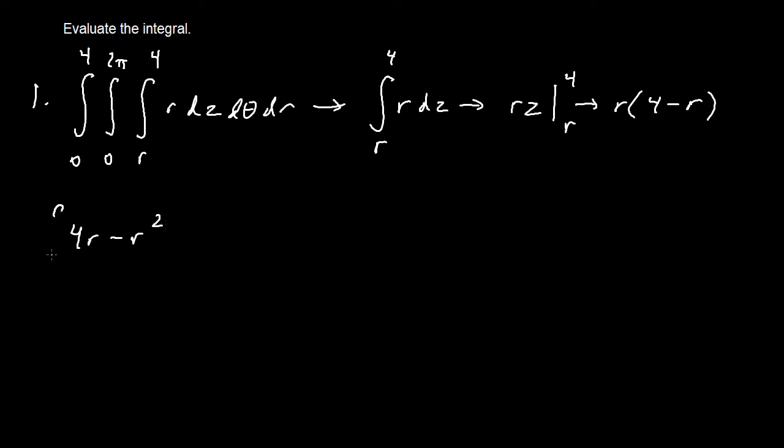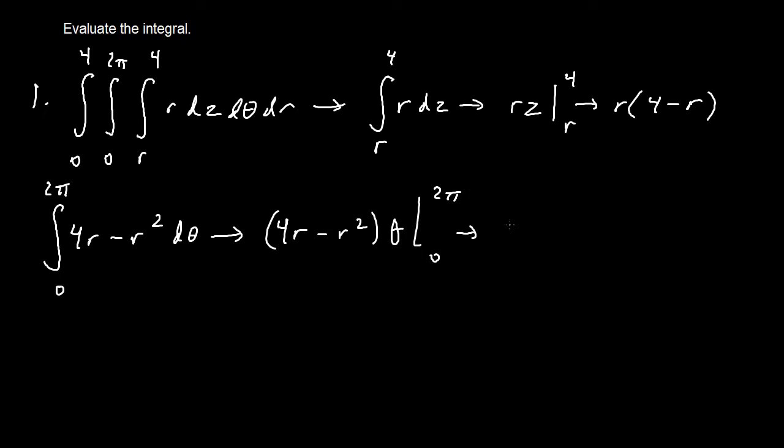Now let's go ahead and evaluate the middle integral from 0 to 2 pi, this time with respect to theta. So 4r minus r squared is just a constant, so the integral is 4r minus r squared, all times theta. And we can evaluate from the theta bounds of 0 to 2 pi. So we'll get 4r minus r squared times, when I plug in 2 pi for theta, we'll get 2 pi, minus when I plug in 0 for theta, we'll get 0. So we're just left with 2 pi times 4r minus r squared.